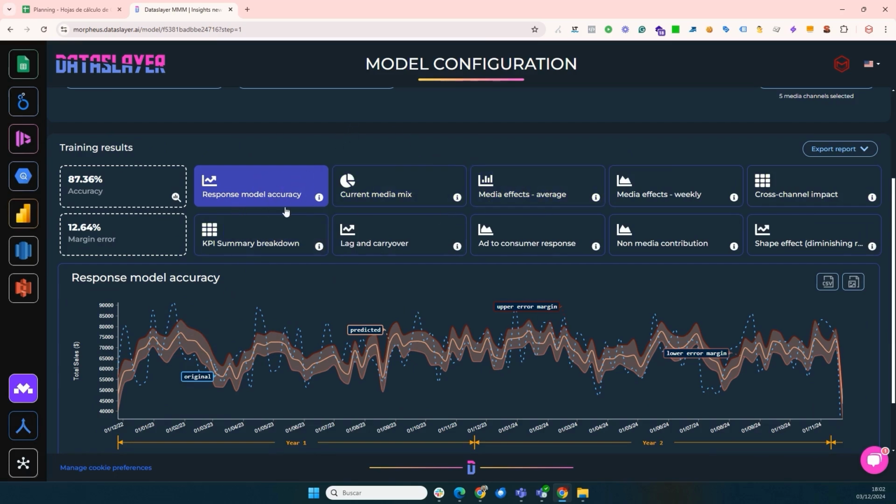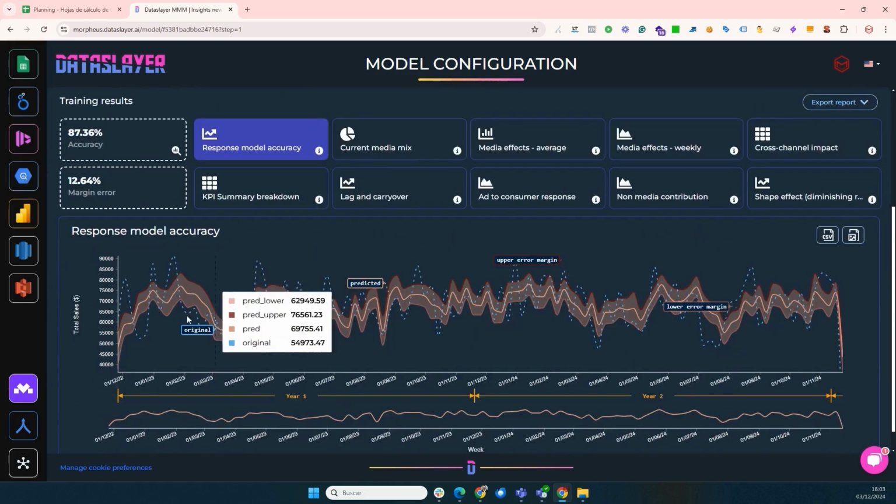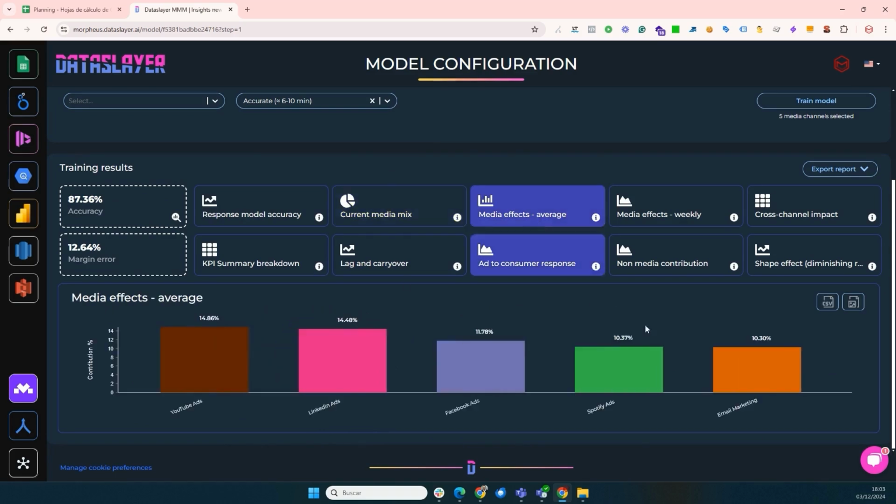First, we have what's called response model accuracy, which in this case depends on the data we have. It relies on how accurately we train it, which will give us one result or another. So it's just to have this information so we know it. Next, we have what we call the current media allocation. The current media allocation basically tells us how our investment is currently distributed, where we see 21% in YouTube, 21% in Spotify ads, 20% in Facebook ads, 20% in LinkedIn ads, and 18% in email. Pretty balanced.